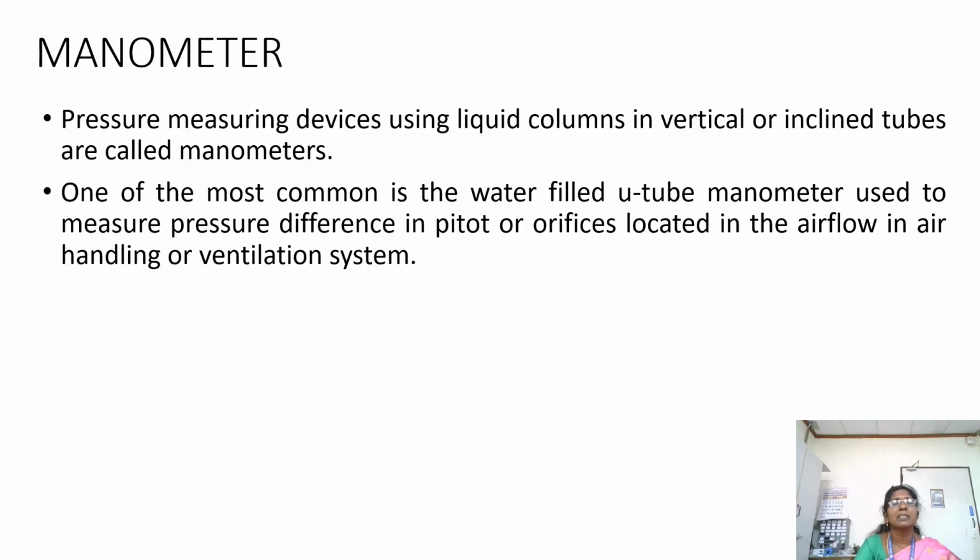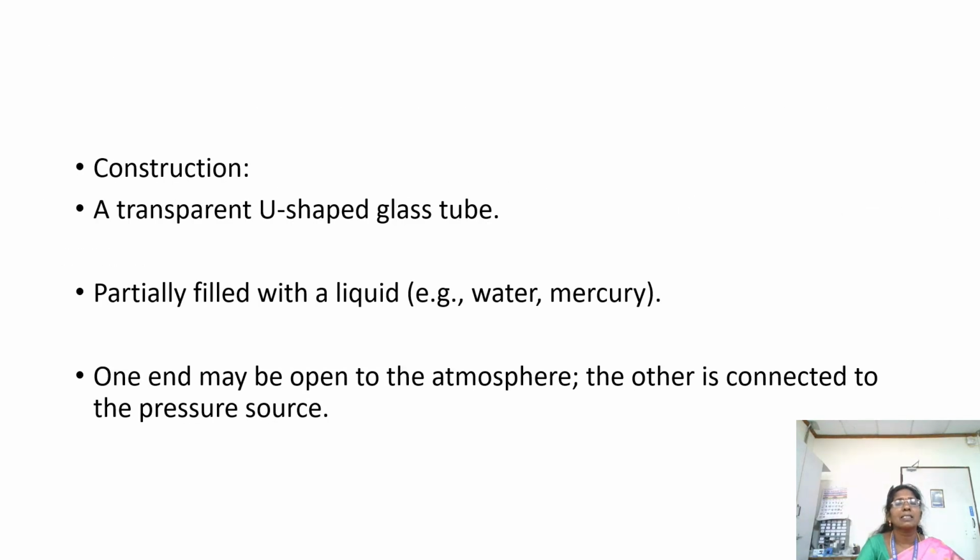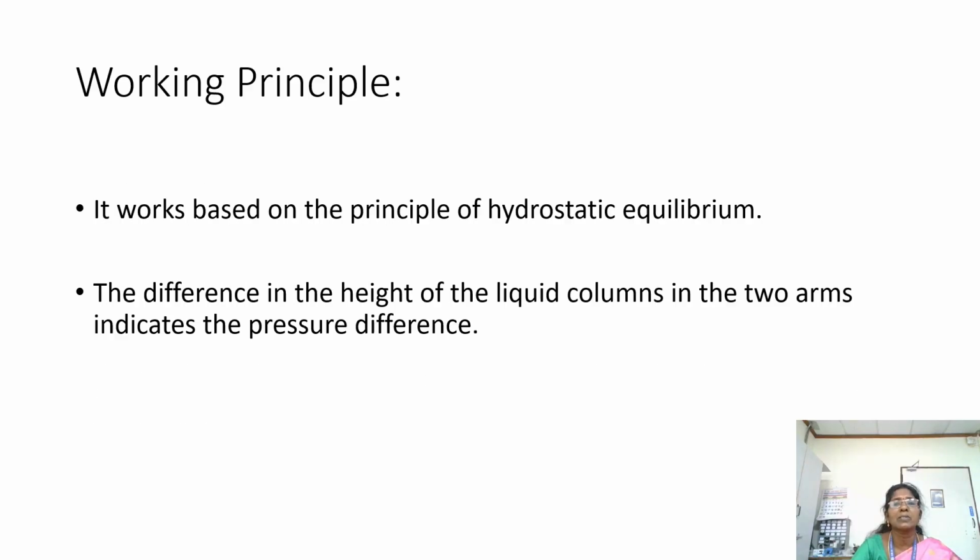Next is the manometer. Pressure measuring devices using liquid columns in vertical or inclined tubes are called manometers. One of the most common is the water-filled U-tube manometer, used to measure the pressure difference in a pitot tube or orifice located in the airflow in an air handling or ventilation system. Construction of the U-tube manometer: a transparent U-shaped glass tube partially filled with a liquid, for example water or mercury. One end may be open to the atmosphere and the other is connected to the pressure source.